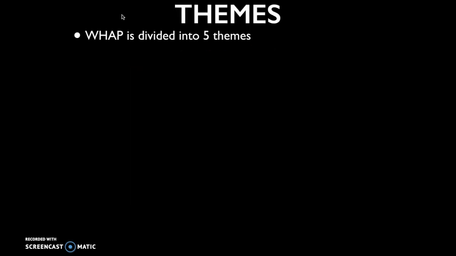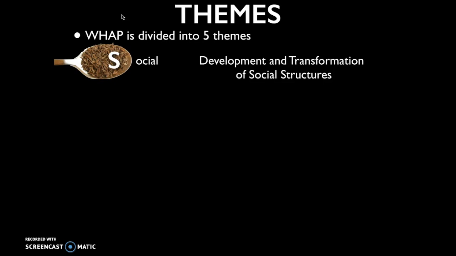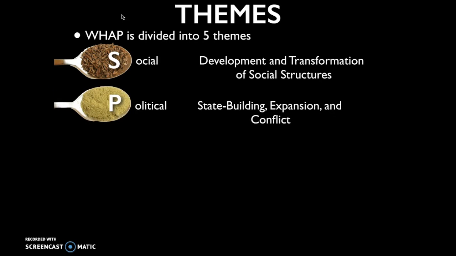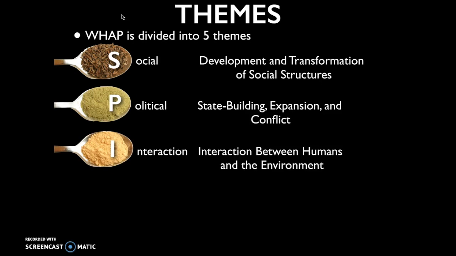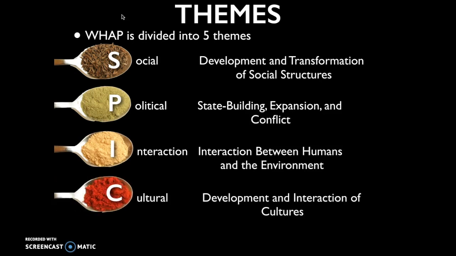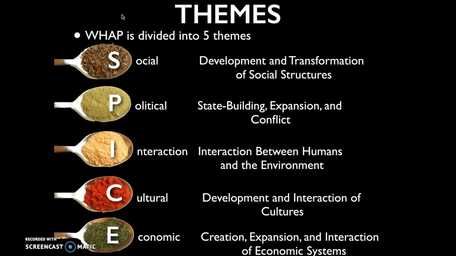AP World History is divided into 5 themes, and they follow the mnemonic device of SPICE. S stands for social, the developments and transformation of social structures. P stands for political, state building, expansion, and conflict. I stands for human interaction with their environment. C, culture, so development and interaction of cultures. E stands for economic, so the creation, expansion, and interaction of economic systems. And so we will be breaking down and understanding these various terms and all of their complexities. So we'll start with social.